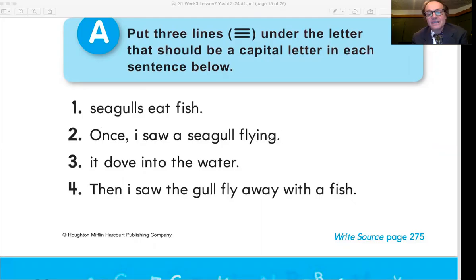Something in there needs to be capitalized, right? How about this one, number 3? It dove into the water. Well, something in there needs to be capitalized. Do you know which one? And number 4, then I saw the gull fly away with a fish. Something in there needs to be fixed. Do you know which one? I'm going to circle the things now that should be different. I'm going to circle the mistakes.